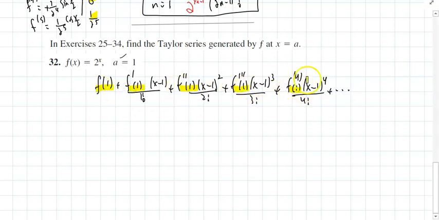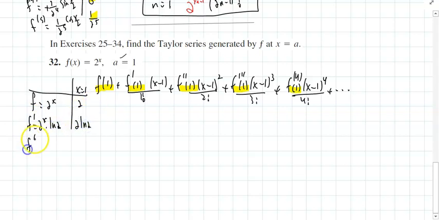The rest I'm going to copy down and try to figure out a pattern. I'll say, well, if f is 2 to the x at x equal 1, this is 2. The derivative is 2 to the x times natural log of 2. That will be 2 natural log of 2. A second derivative will be 2 to the x times natural log of 2 times natural log of 2 squared. That's 2 times natural log of 2 squared.